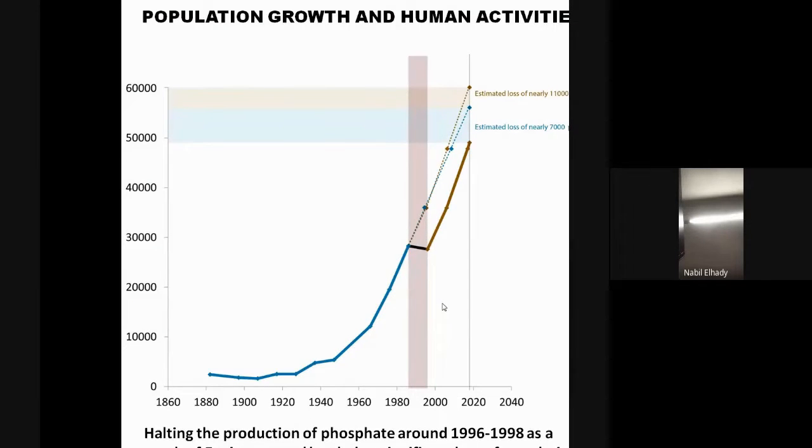This is another diagram that shows the impact on the human population, the population of the city of Qusair since we started counting, back in the 19th century. But what this graph shows is the significant drop in population as a result of the phosphate company stopping production. We estimated a loss of roughly between 7,000 and 11,000 persons due to the stop of this industrial production.